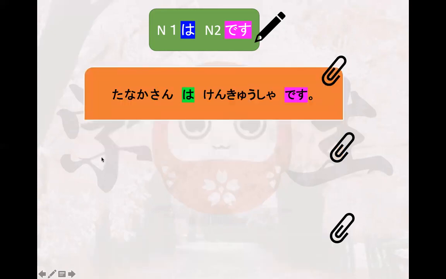Now, let me give you an example. Okay? So here, we have Tanaka-san wa kenkyusha desu. Tanaka-san is noun 1. We have particle wa. Kenkyusha is noun 2 and we have the desu. Now, sabi natin, wa is a topic marker. So ibig sabihin, in our sentence, Tanaka-san is our topic.